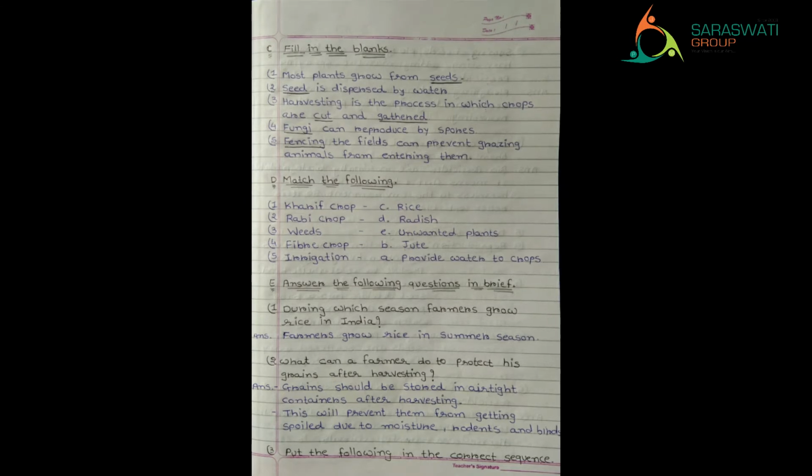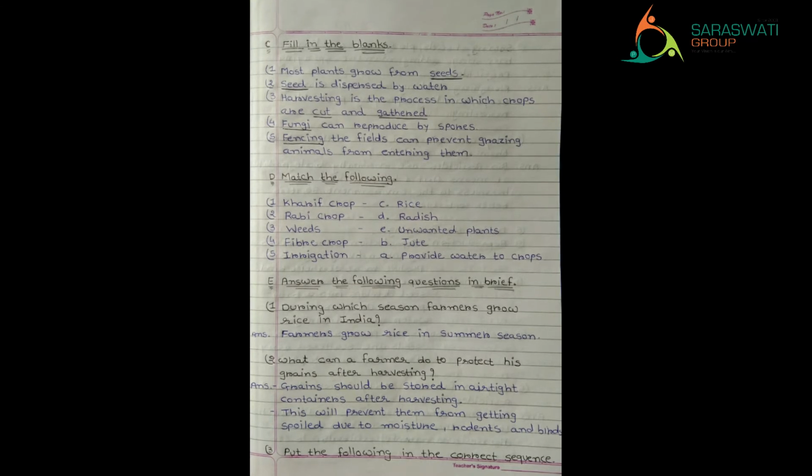Now third one. Harvesting is the process in which crops are cut and gathered, right? That means harvesting is a process of two methods. First it is cut, meaning the crop that has grown, we cut it, then it is gathered, meaning collected. So that is what harvesting is.